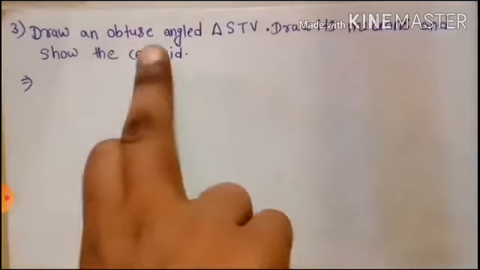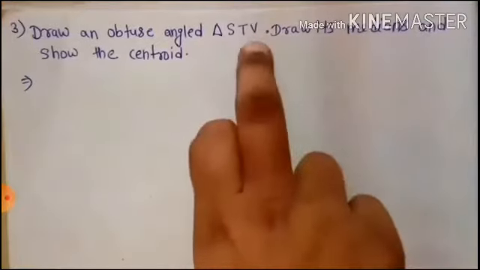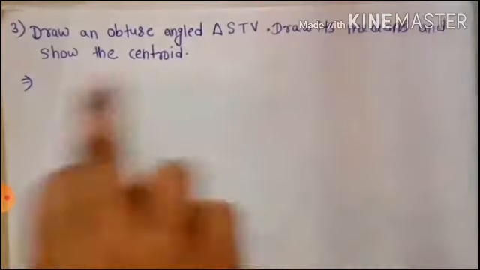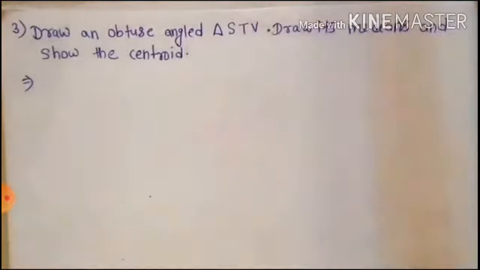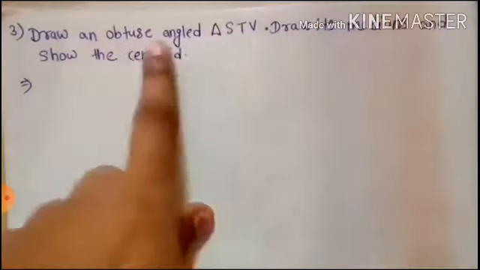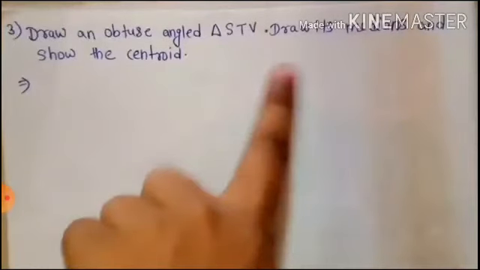Now come to the third question. Draw an obtuse angle triangle STV. Draw its medians and show the centroid. Obtuse angle means more than 90 degrees, and this triangle has the name STV. Draw its medians.